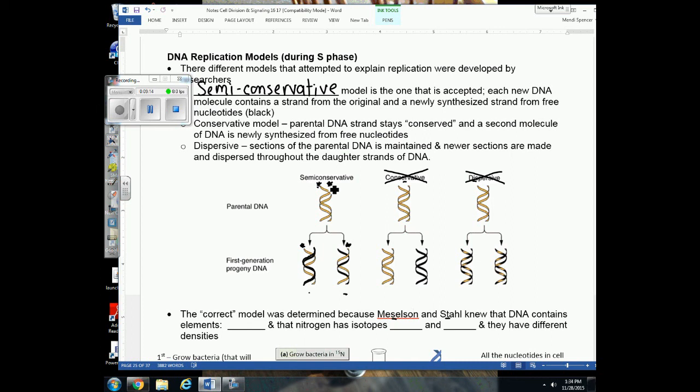So that's why it's called the conservative model, because we conserve the original. If you think about this first model that we talked about, we kind of conserve the original. Half of it ends up here and half of it ends up over here. So that's the semi-conservative model. In the dispersive model, it was thought that some sections of the DNA were conserved. So like from here to here was kept intact, and you can see that right here. But the black sections were newly synthesized from free nucleotides.